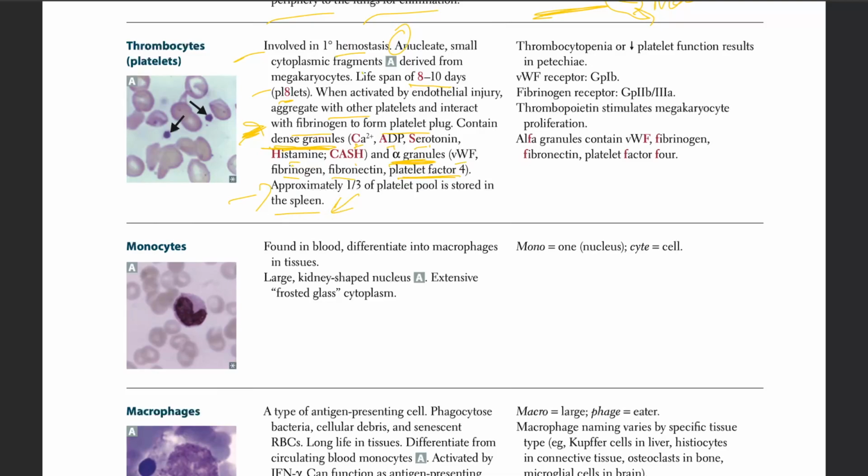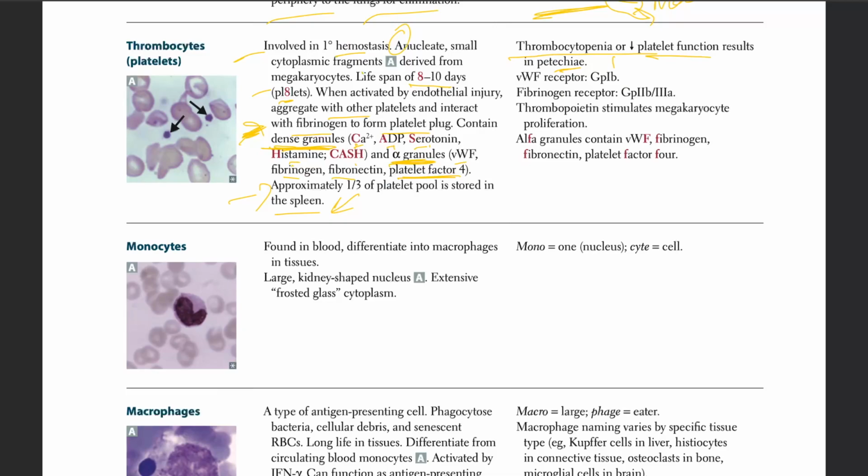Okay. Thrombocytopenia or decreased platelet function results in petechiae. So either you have a decrease in the platelets or a decrease in the function of the platelets, you're going to have petechiae. Von Willebrand factor receptor is GP1B. Fibrinogen receptor is GP2B3A.